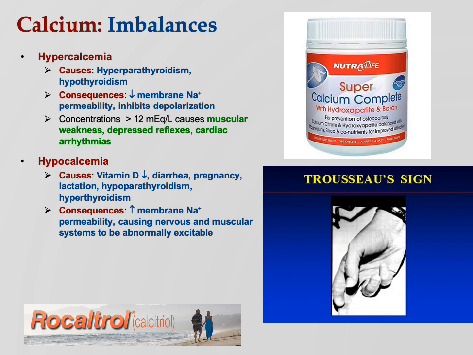You get Trousseau's sign or carpopedal spasm because the forearm flexors are more powerful than the extensors, so you tend to flex, contract all the fingers, the metacarpals. Very low levels result in tetanus, in other words, where all your muscles are now locking up. Laryngospasm, so your throat is now locking up, and death.